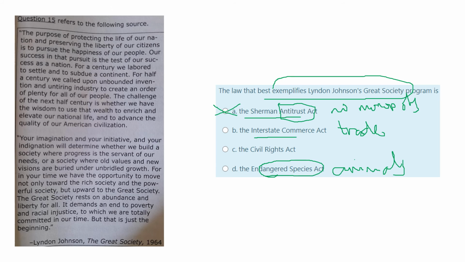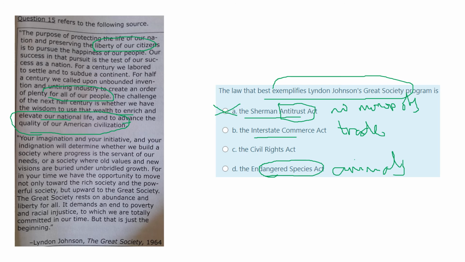So the purpose of protecting the life of our nation and preserving the liberty of our citizens is to pursue the happiness of our people. The success in that pursuit is the test of our success as a nation. For a century, we labored to settle and to subdue a continent. For half a century, we called upon unbound invention and untiring industry to create an order of plenty for all our people. The challenge of the next half century is whether we have the wisdom to use that wealth to enrich and increase our national life and to advance the quality of our American civilization.